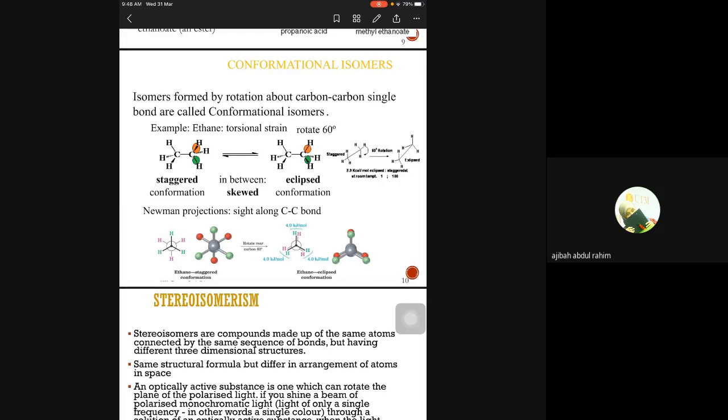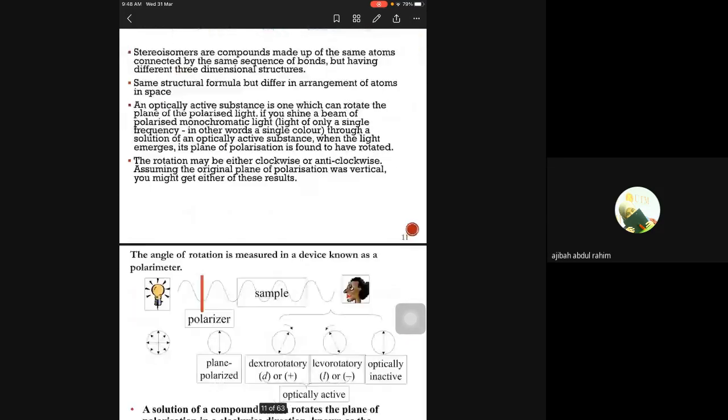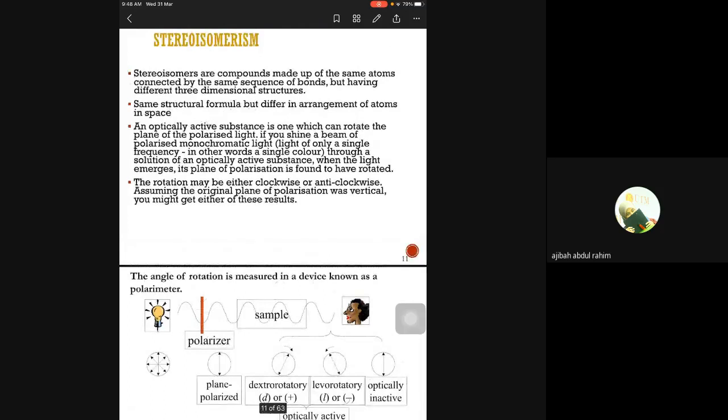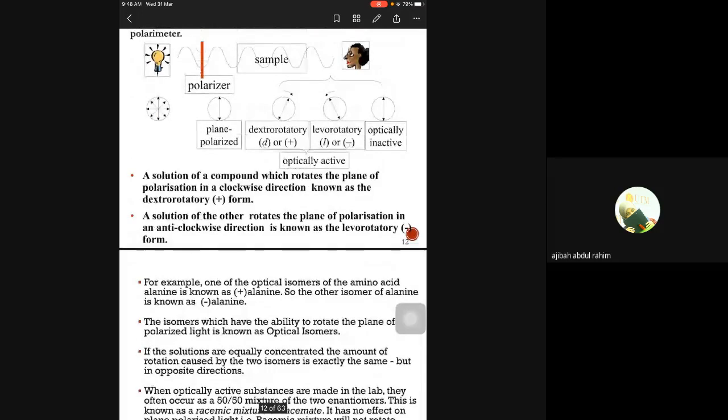Now on to the stereoisomers. Some few keywords that you have to know, which is stereoisomerism. What is optically active? What is optically inactive?